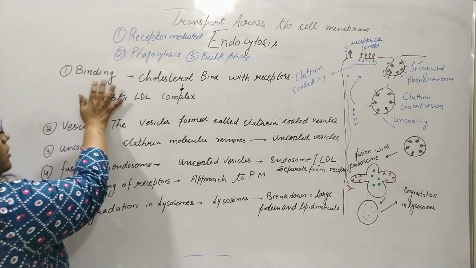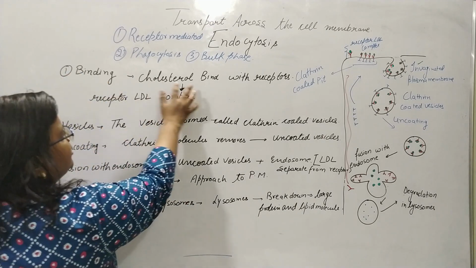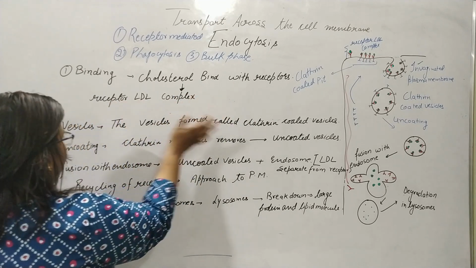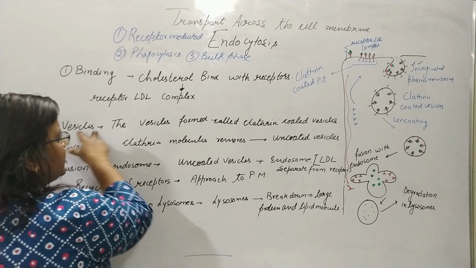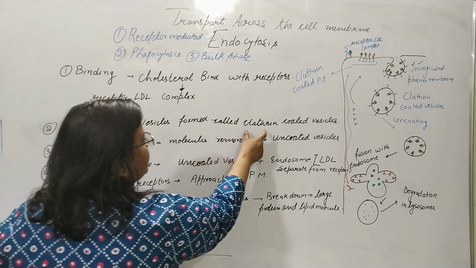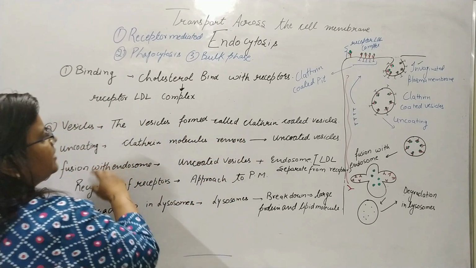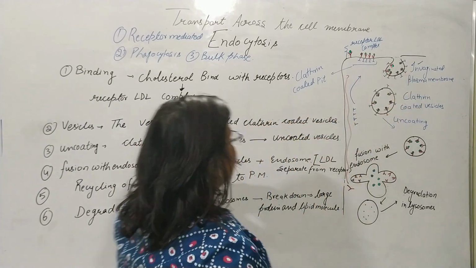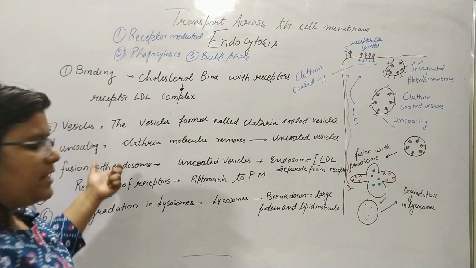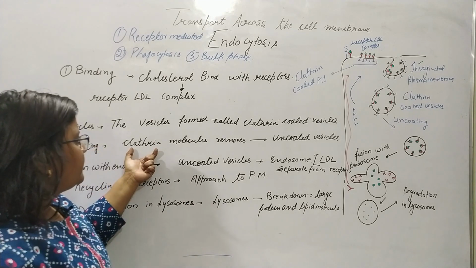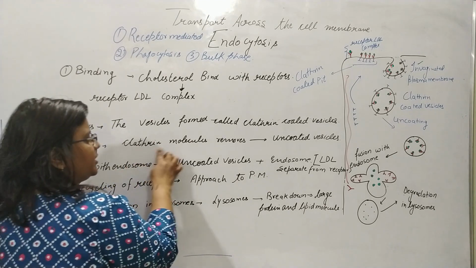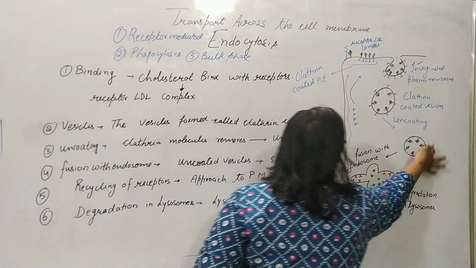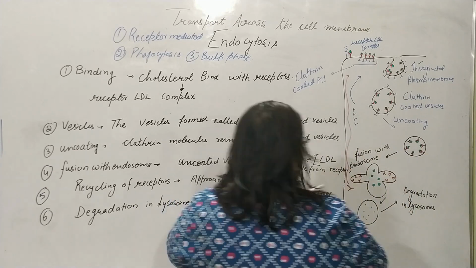Here I have written all the steps. First is binding. The cholesterol binds with the receptor, and the receptor LDL complex forms. Here the vesicles formed are called clathrin coated vesicles. In the next step, uncoating happens. The clathrin molecules are removed, and this vesicle is known as the uncoated vesicle.